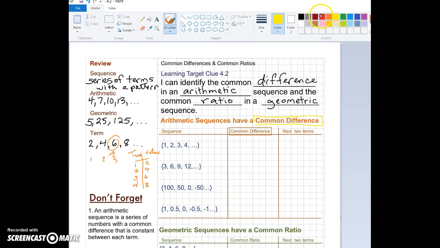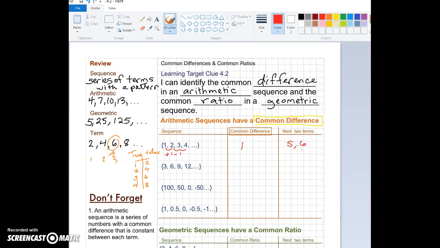So let's look at some sequences that I have written down here. I have 1, 2, 3, 4. Can you tell me what am I doing from 1 to 2? And then what do I do that's the same thing from 2 to 3 and from 3 to 4? Well, you can see that I'm adding 1 each time, aren't I? So my common difference is 1. Okay? I'm adding 1. Go ahead and tell me what the next two terms of this sequence would be. 1, 2, 3, 4. What would the next two terms be? That's right. 5 and 6, right?